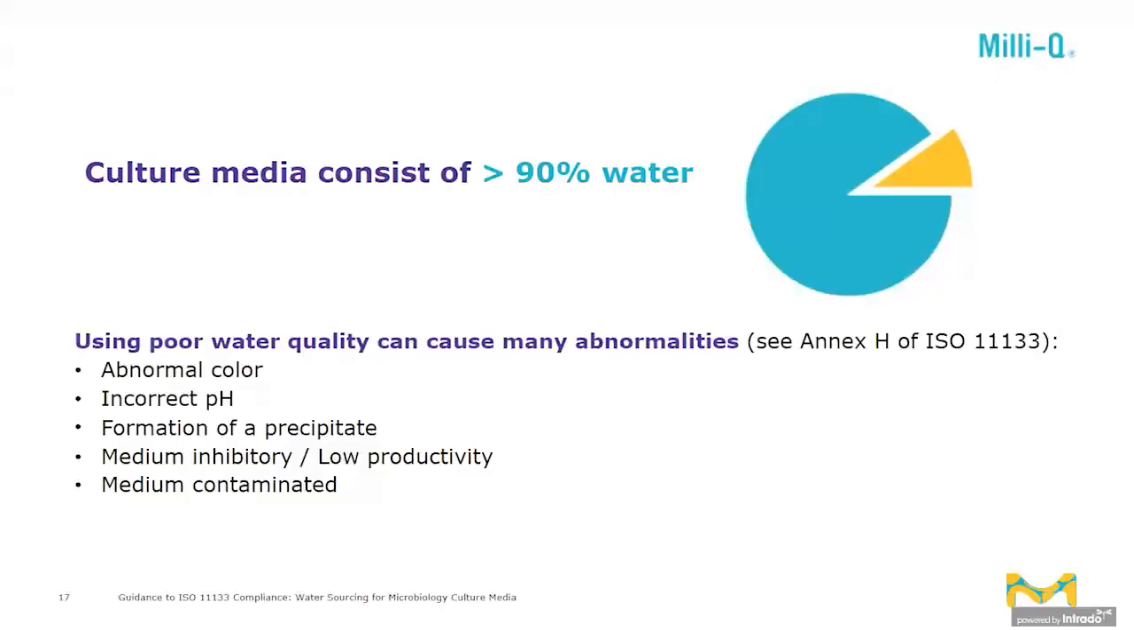Why is it so important? Because the culture media mostly consists of more than 90% of water. Using poor water quality can cause many abnormalities, more than in the slide before, given in the Annex H of ISO 11133: the abnormal color, the incorrect pH, the formation of a precipitate. It could cause also that the medium is inhibitory or has a low productivity for the target microorganisms. It could cause also that the medium is contaminated because many media need only heating and not autoclaving.